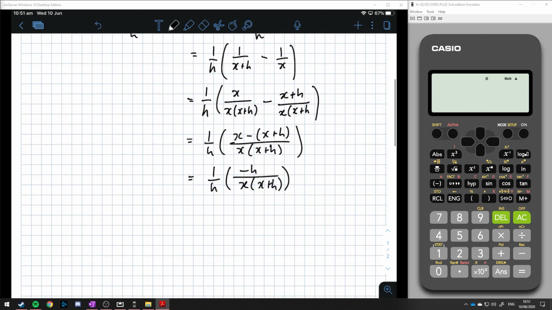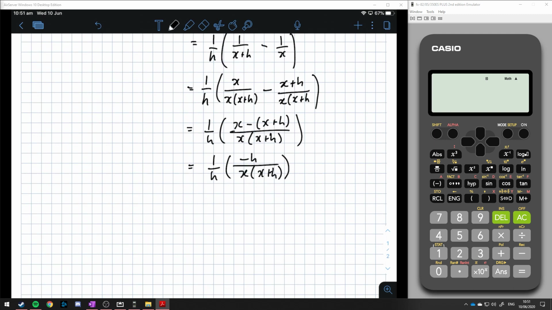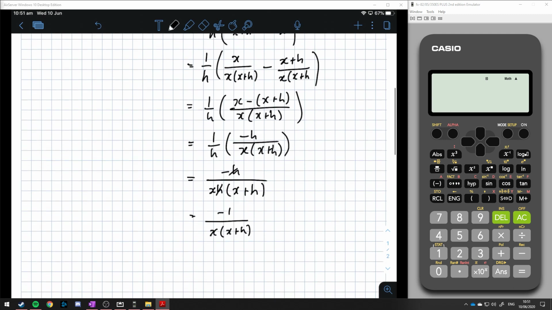We're going to expand this out. Expanding the 1 over h, we get minus h over xh(x+h), okay? And so the h here is going to cancel with the h here. I'm going to get minus 1 over x(x+h), okay? So that is if h is not equal to 0.